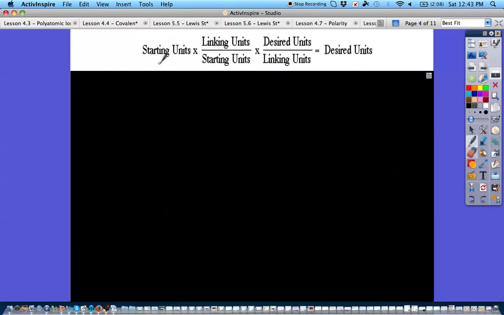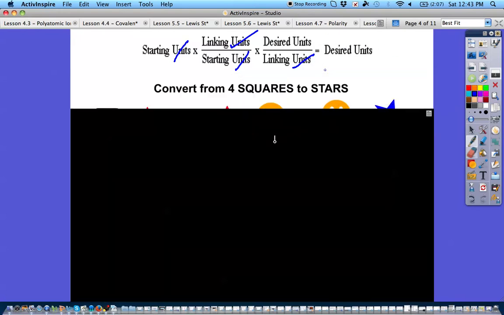However, sometimes the starting units cannot be converted completely to the desired units right away, so we have to use what we call linking units. So I can convert my starting units to some linking unit, and then I'm left with the linking unit, but I still don't want that, so I need to convert from my linking unit to that desired unit. And then I am left with desired units, what I want to find.